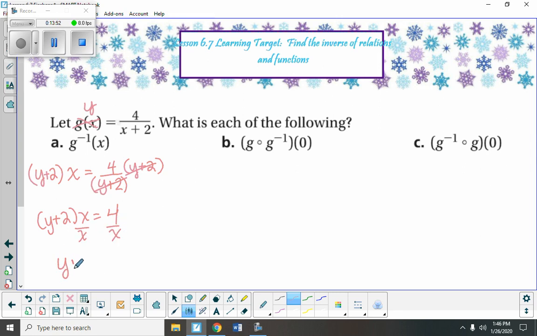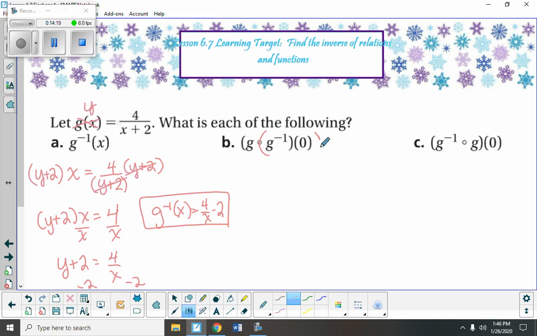So you have y plus 2 equals 4 over x. And to get y by itself, we will subtract 2 from both sides. So you end up with, for the inverse function, 4 over x minus 2. There's the inverse function.